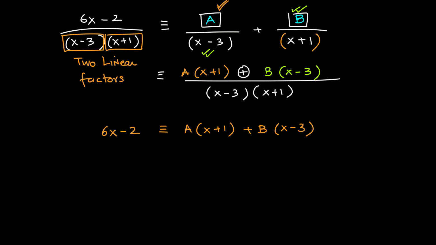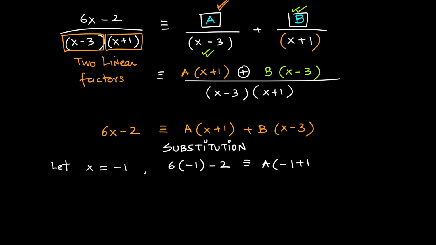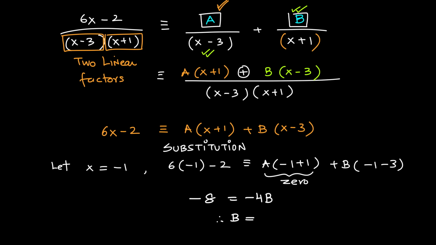So now we can use the process of substitution to solve for unknown constants A and B. Let x equal negative 1. So 6 into negative 1, negative 2. A multiplied with (negative 1 + 1) will become 0. B multiplied with (negative 1 - 3). Negative 8 on the left equals negative 4B on the right. Therefore, B comes out to be positive 2.